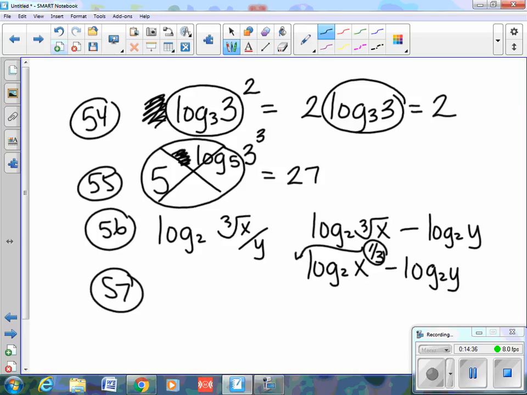And the last problem, I'm just going to talk about 57. Notice that they're exactly the logs of 3's on both sides. All you have to do is set them equal to each other and solve for x.